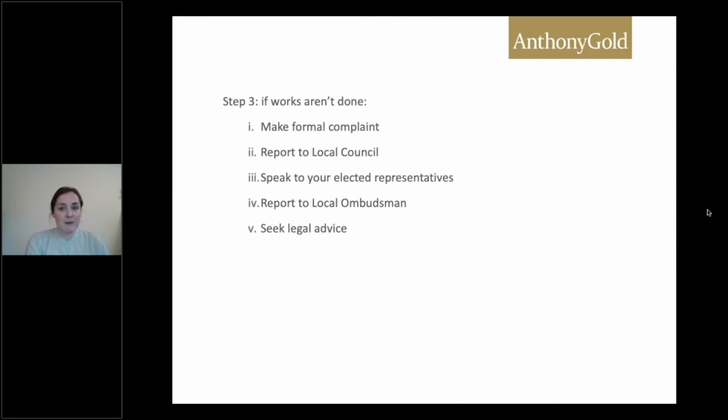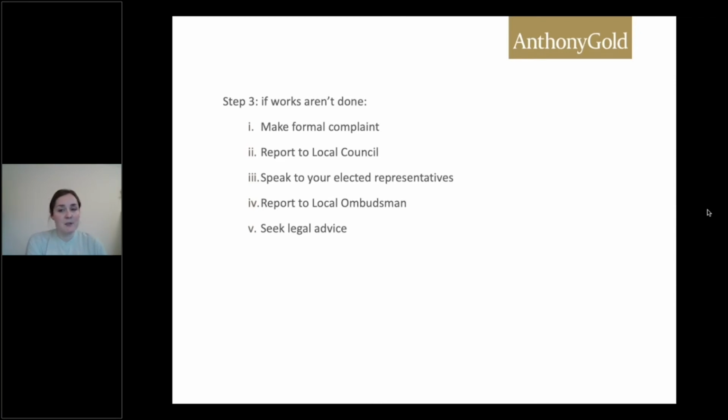Finally, what do you do if your landlord doesn't respond to you notifying them of an issue? There's a few routes that you can take. The first is to make a formal complaint to your landlord. Most landlords should have a formal complaint procedure that is set out in writing, and you can follow that procedure. If you have a private landlord, you can report them to your local council if it's an environmental issue. You could ask for an environmental health officer or the local authority to come and inspect the property if you are particularly concerned about an issue that's not being addressed.